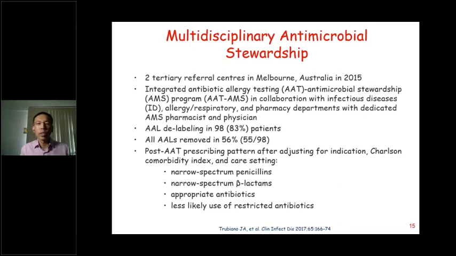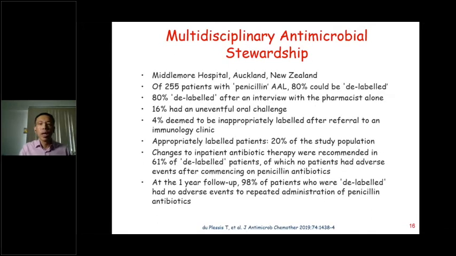What this program led to was that after adjusting for the indication for giving the antibiotic, the comorbidity index, and the care setting, they found that patients ended up receiving narrower spectrum antibiotics, in particular penicillins and beta-lactams. Antibiotics were more appropriately used, and there was less likely use of the restricted antibiotics, for example, carbapenems, as well as the third, fourth generation cephalosporins. A similar study from Auckland, New Zealand showed that up to about 80% of patients in their cohort could be delabeled. And what's important is what happened during the delabeling process.